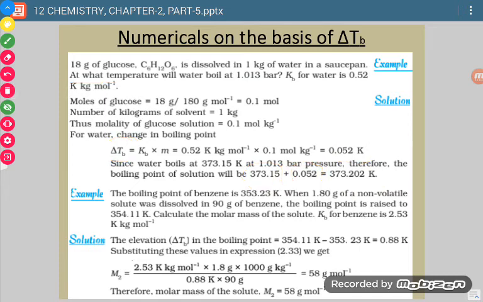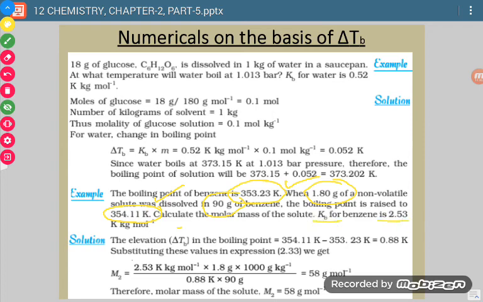Now let us come to the second one. The boiling point of benzene is given. When 1.80 gram of non-volatile solute was dissolved in 90 gram of benzene, the boiling point is raised to this. So raised to this means now the boiling point of solution is given, not the elevation. Okay, so this is the boiling point of solvent, this is the boiling point of solution. This is weight of solute and this is weight of solvent. Kb value is also given.